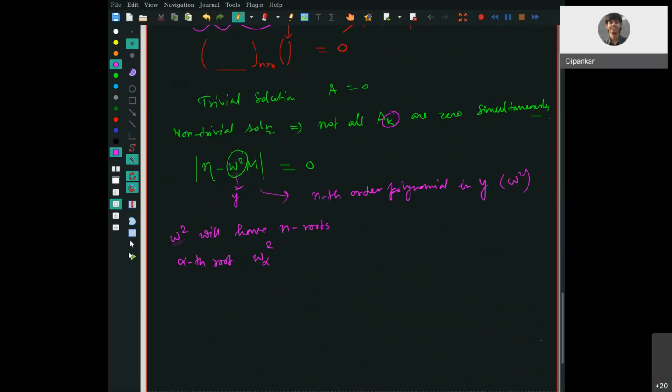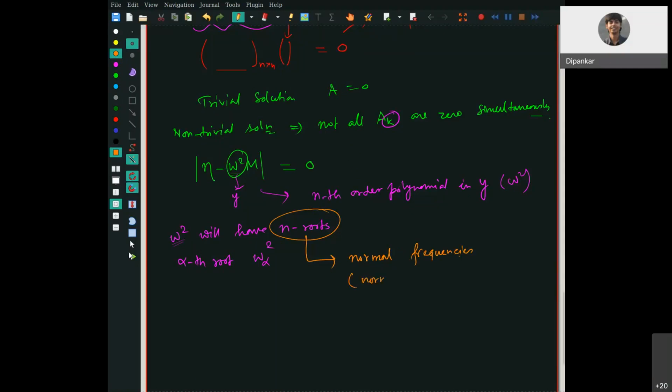Okay, and these roots are called the normal frequencies. So these are called normal frequencies. Okay, and sometimes you can also see the word normal modes of oscillation. Okay, so the roots of omega that you find out by solving this equation are your normal frequencies. All right.